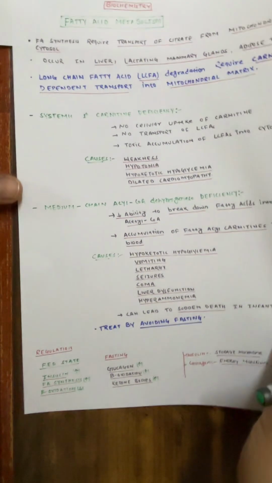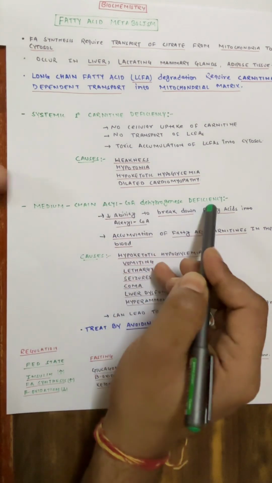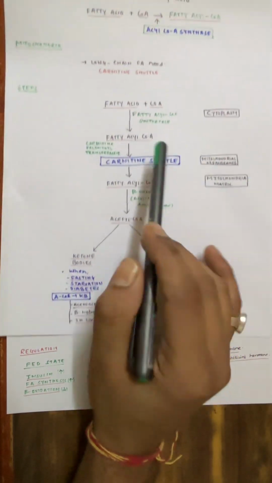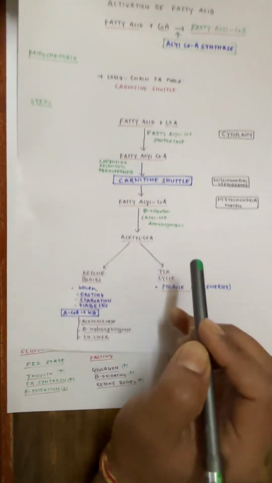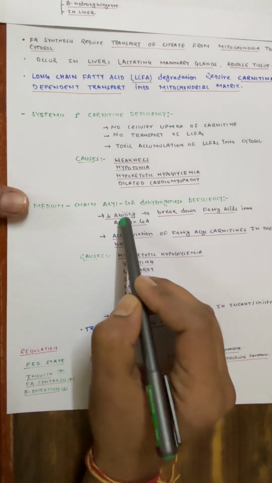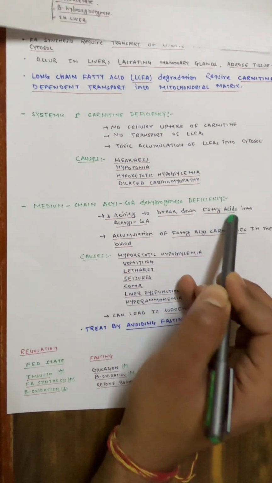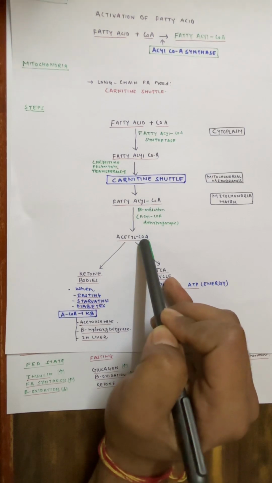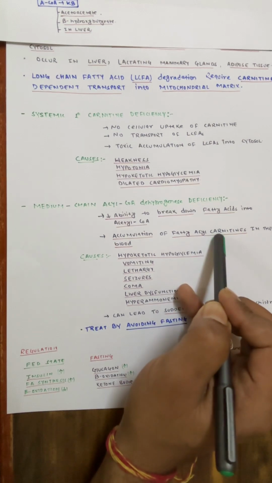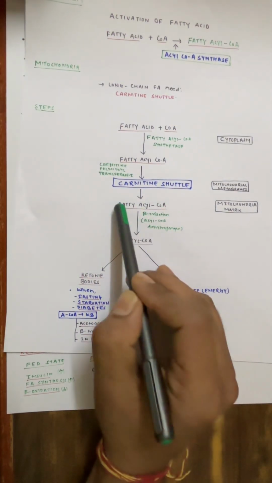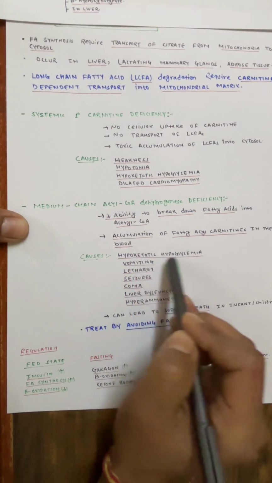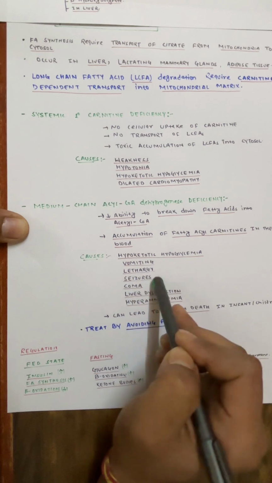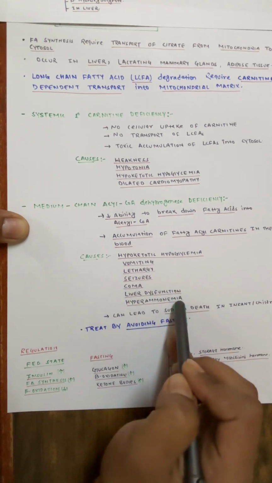In the same way, consider medium chain acyl coenzyme A dehydrogenase deficiency. If in this degradation part the beta oxidation enzyme acyl coenzyme A dehydrogenase is deficient, then what will happen? There is decreased ability to break down fatty acids. The fatty acid will not get degraded to acetyl coenzyme A because this enzyme is deficient, and that will lead to accumulation of fatty acyl carnitine in the blood. That will also cause hypoketotic hypoglycemia, vomiting, lethargy, seizure, coma, liver dysfunction, and hyperammonemia in the patient.